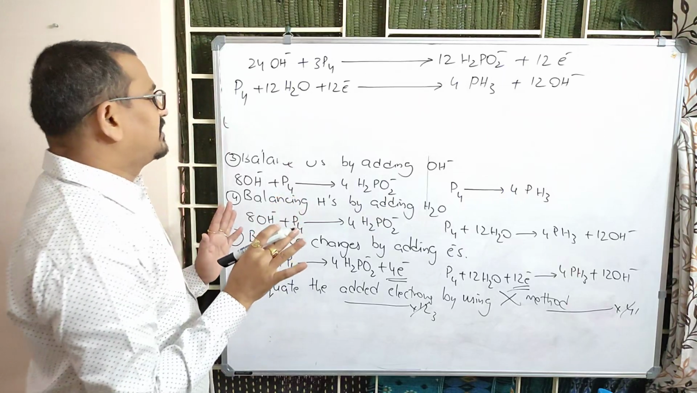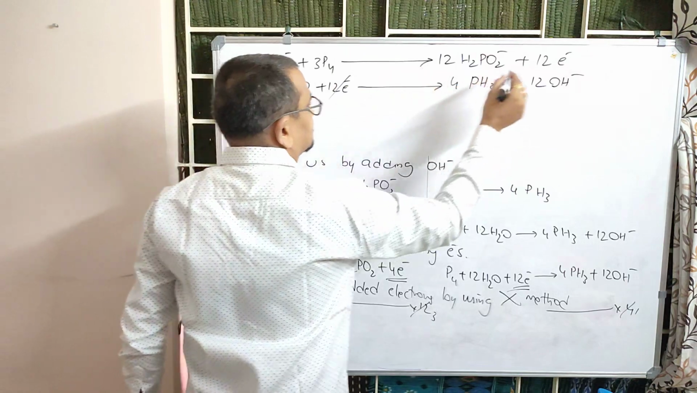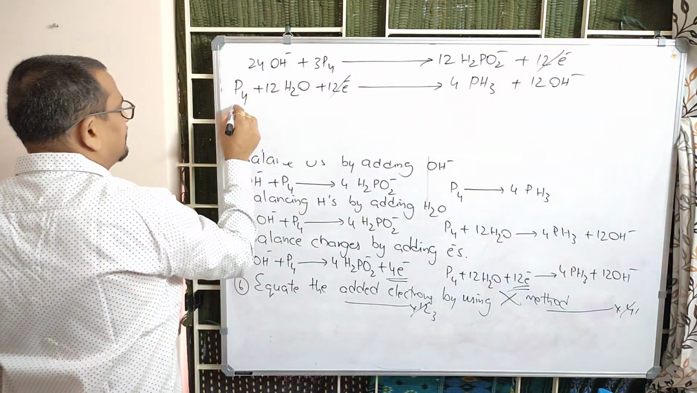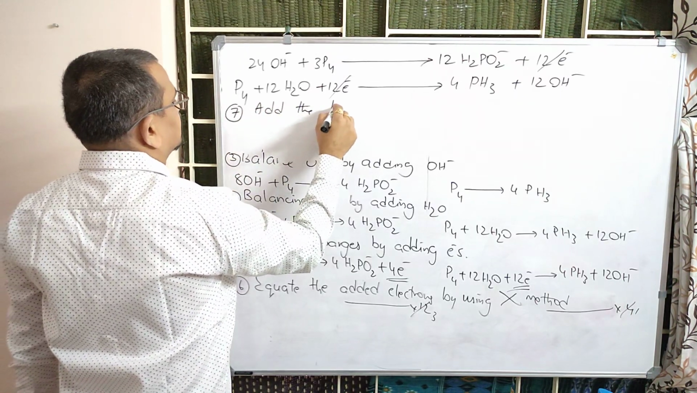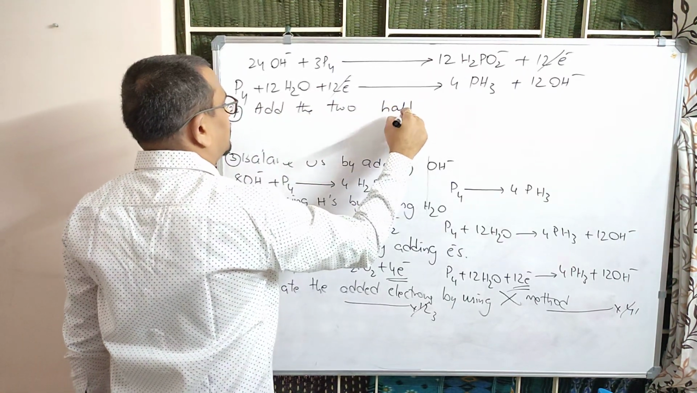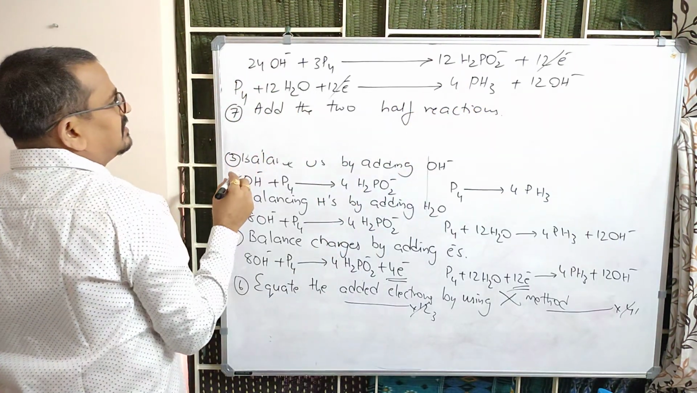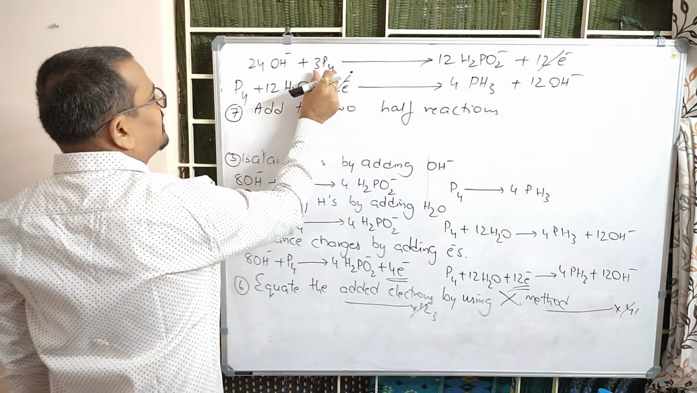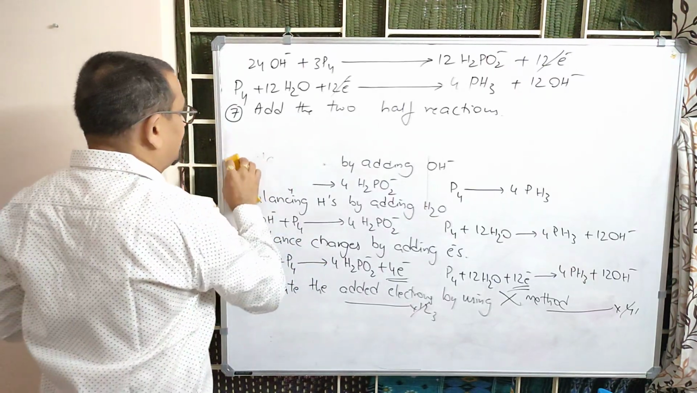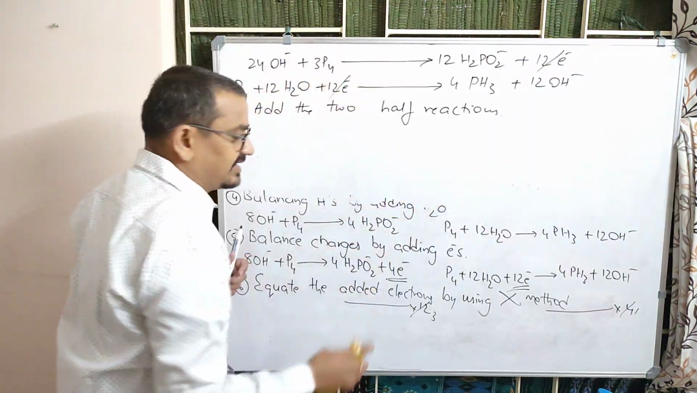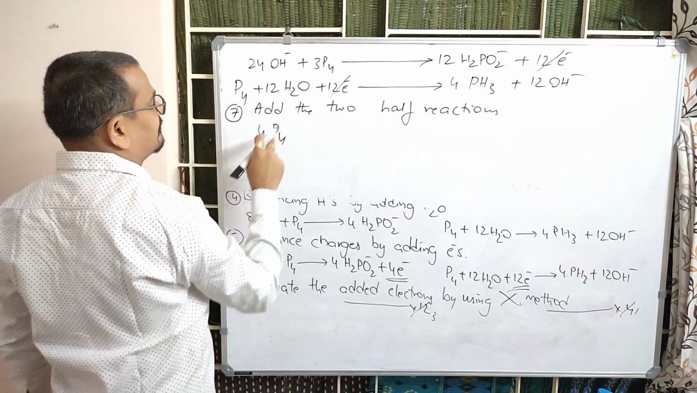Now we equated electrons using the crisscross method. 12 electrons, 12 electrons, which can be cancelled. Now, what is our next and final step in any numerical? Add the two half reactions. Now add them and see, 3P4 plus P4. How many? 4P4. After adding, we are getting 4P4.